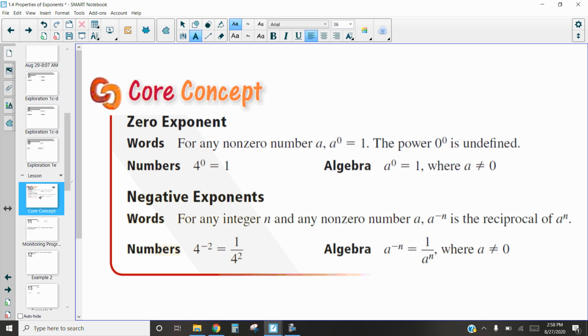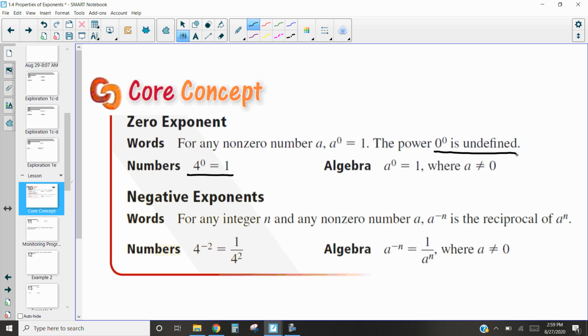If our exponent is 0, then for any non-zero number a, so if a isn't 0 and we raise it to the power of 0, it's going to equal 1. So any number raised to the power of 0, unless that number is 0, is going to equal 1. So 4 raised to the power of 0 equals 1, 10 raised to the power of 0 equals 1, pi raised to the power of 0 equals 1. Any number raised to the power of 0 equals 1. The only exception is 0 raised to the power of 0, and that's going to be undefined.